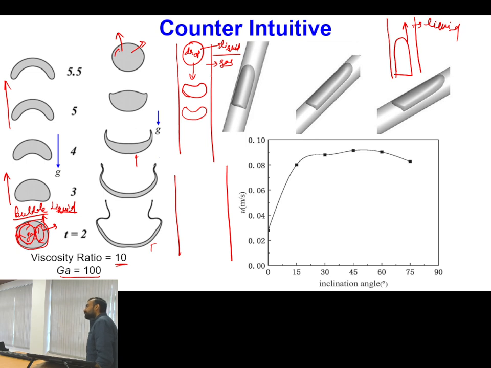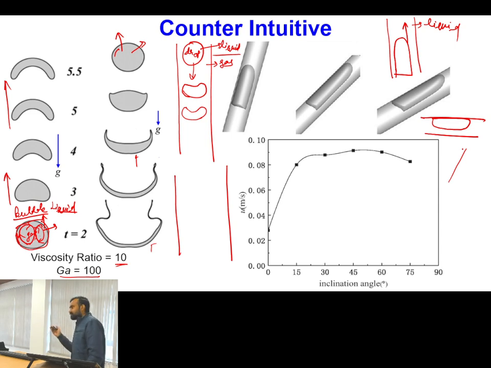Velocity should increase or decrease. See, if you have a pure horizontal pipe, in pure horizontal the bubble will just accumulate at the top, so in pure horizontal it will be 0. Okay. If you keep on increasing the angle, velocity will keep on increasing because the magnitude of the component of buoyancy force will be increasing. Okay.